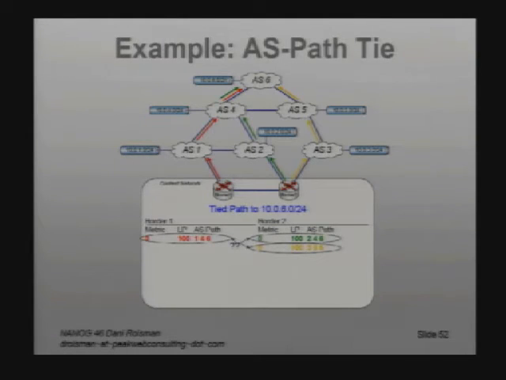So in the AS path tile, like we said before, 10.0.6.0. Well, there are 3 paths, 3 AS hops each path. By default, remember we set our catch-all to 0. So which route gets selected here?